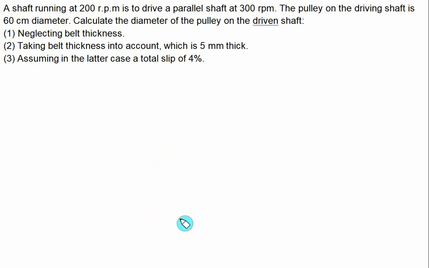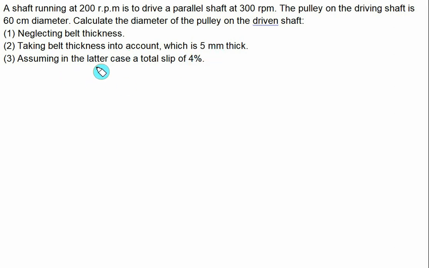We'll take here one more numerical. A shaft is running at 200 rpm to drive a parallel shaft at 300 rpm. The pulley on the driving shaft is 60 cm in diameter. Calculate the diameter of the pulley on the driven shaft. First, you have to neglect the belt thickness. Second, you have to consider the belt thickness into account, which is 5 mm thick.